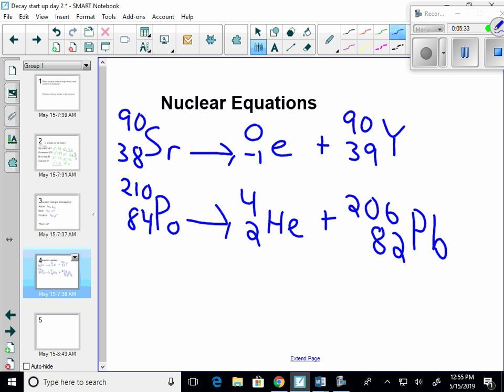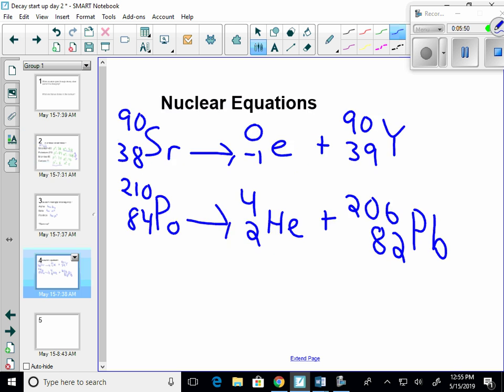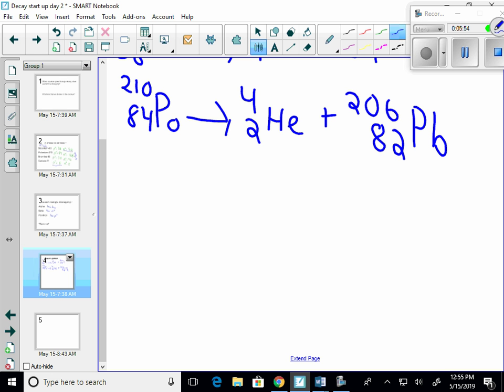Daughter product for that should be lead 206. Okay? Let's do one more. Should we do the bromine 80? It's already stable. We wouldn't be doing anything. No, let's do the carbon 11. Carbon 11 is actually one of the elements that is used in PET scans.